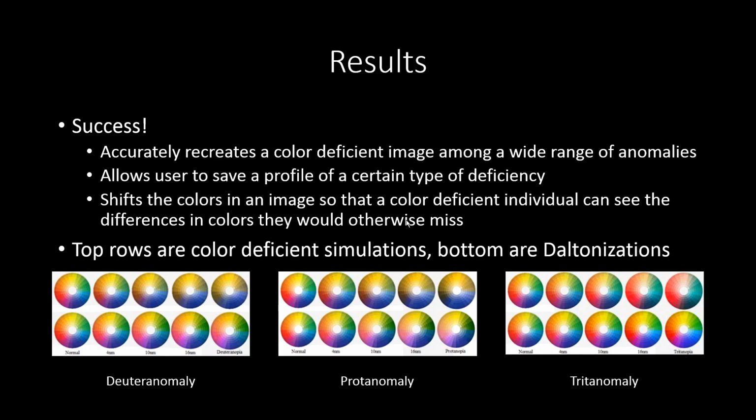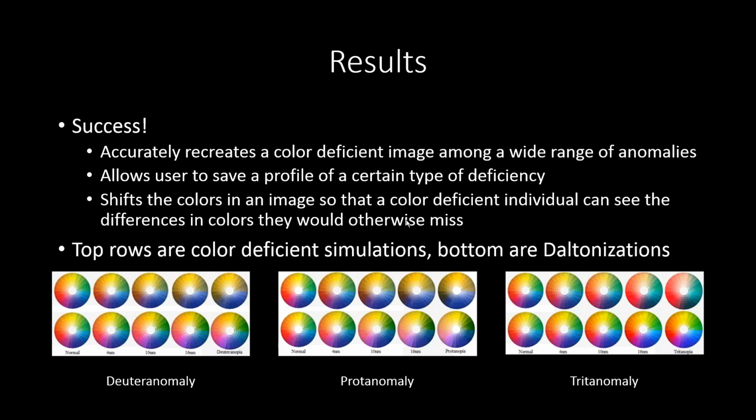So as you can see for deuteranomaly, the reds and the greens slowly become more green and harder to perceive differently from each other. And the Daltonization of the image makes them very radically different, or changes the shades to something very strong that they would be able to perceive.